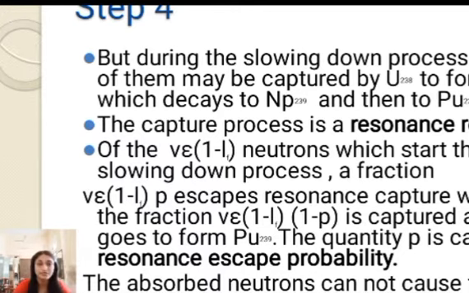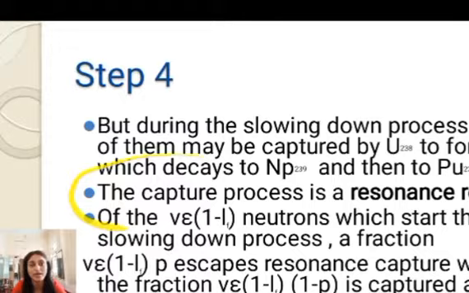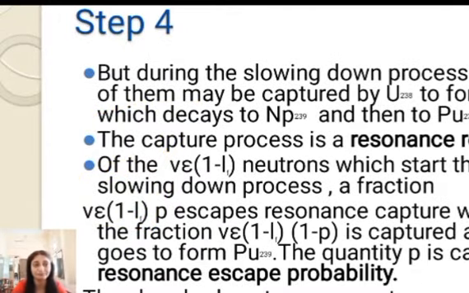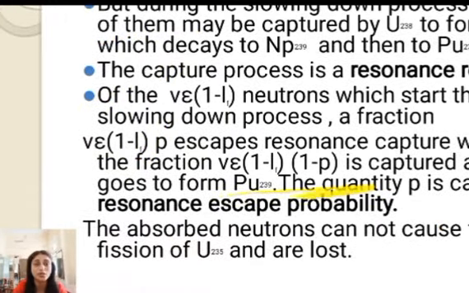So out of the nu epsilon (1 minus LF) neutrons which start slowing down, a fraction escapes resonance capture. That fraction is nu epsilon (1 minus LF) into P. While the fraction nu epsilon (1 minus LF)(1 minus P) is captured and goes to form plutonium-239. So the quantity P here is called the resonance escape probability. Now the absorbed neutrons cannot cause further fission of uranium-235 and are lost.